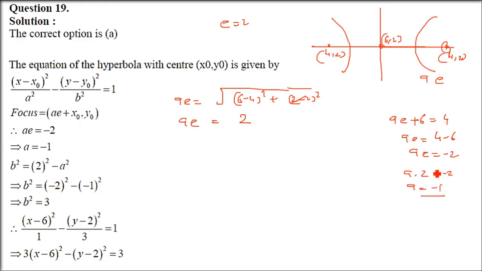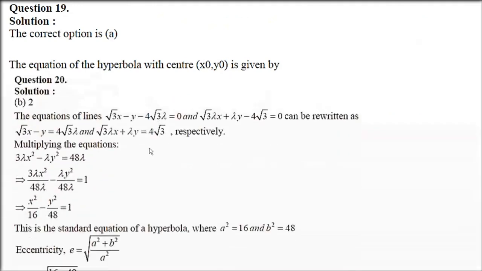So you have A, you have E. So B square will be AE whole square minus A square. So B square is 3. So x minus h whole square, x minus 6 whole square, minus y minus k whole square, y minus 2 whole square, by A square, which is minus 1 whole square, so 1. And B square is of course 3. Multiply both sides by 3. So you'll get an equation which is the A part. Option A is the correct answer.